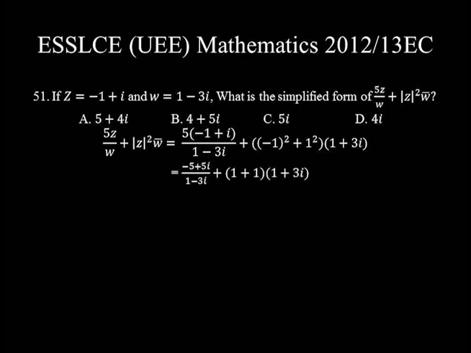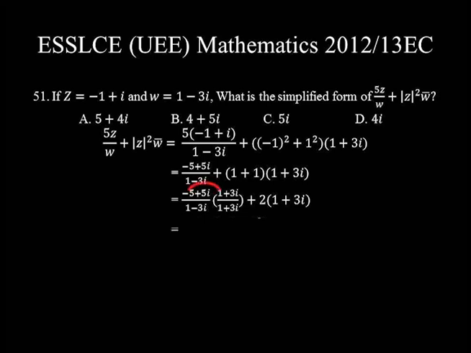To simplify the first expression, multiply both the numerator and the denominator by the conjugate of 1 minus 3i. The conjugate of 1 minus 3i is 1 plus 3i. So (-5 plus 5i) times (1 plus 3i), divided by (1 minus 3i) times (1 plus 3i), plus 1 plus 1, which is 2, times (1 plus 3i).